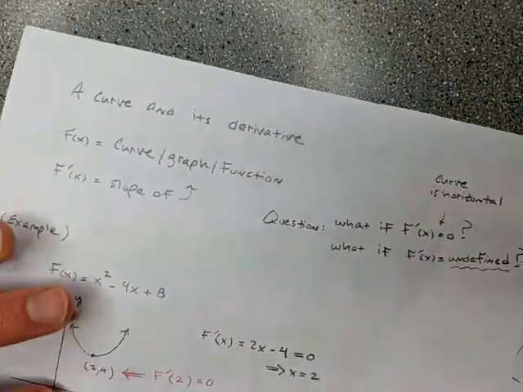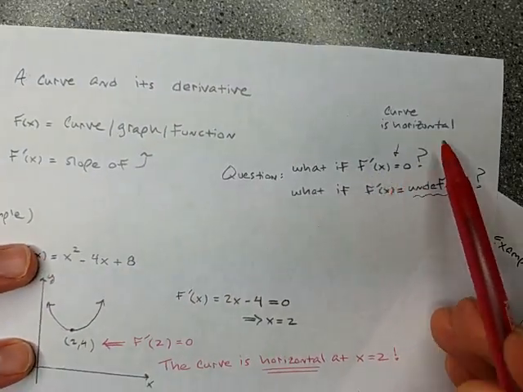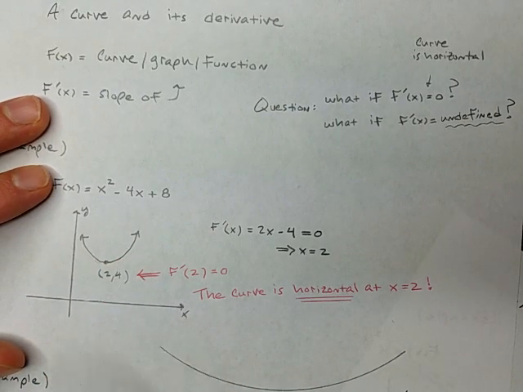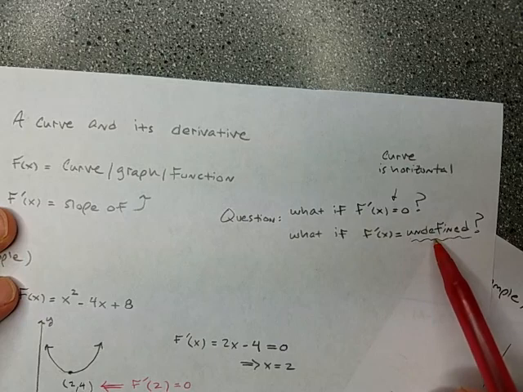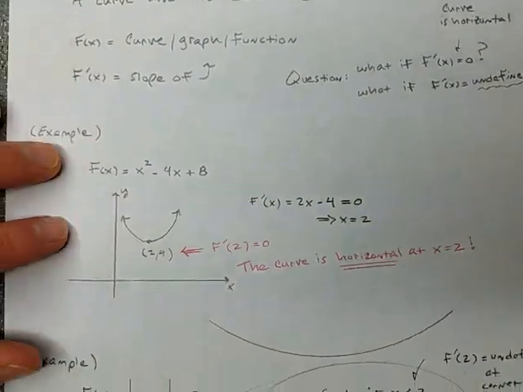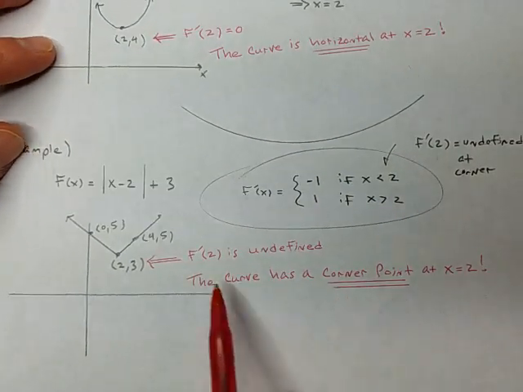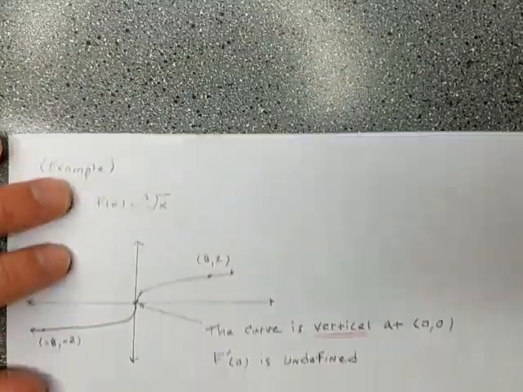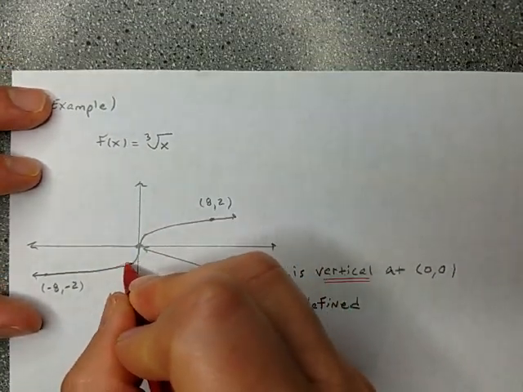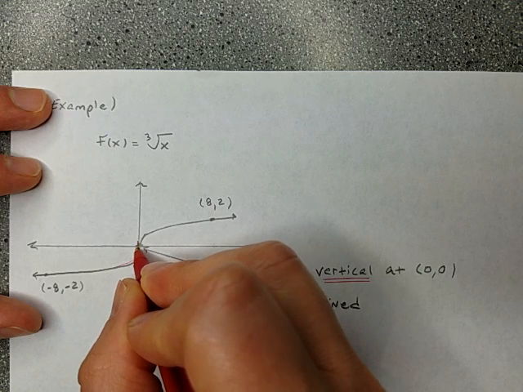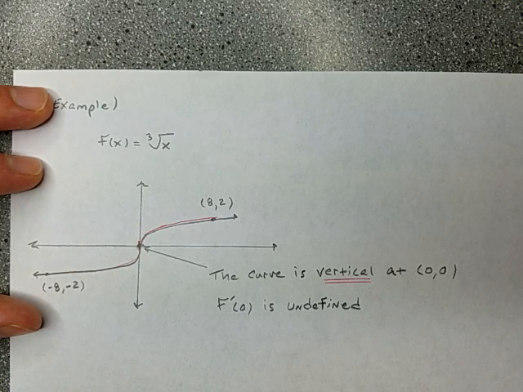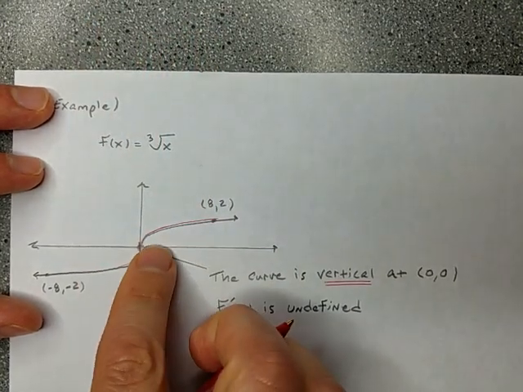The easy one: if the derivative is 0, that means the curve's horizontal. That means it might fall down to a low point like that, like this one does. If the derivative is undefined, that's the more complicated scenario that we have to worry about. It could mean that there's a corner point, such as on the absolute value graph. It could mean that the curve was vertical, such as this one. This curve shoots up extremely steep right there, before it tapers off that way. It's vertical, just like the y-axis at 0.